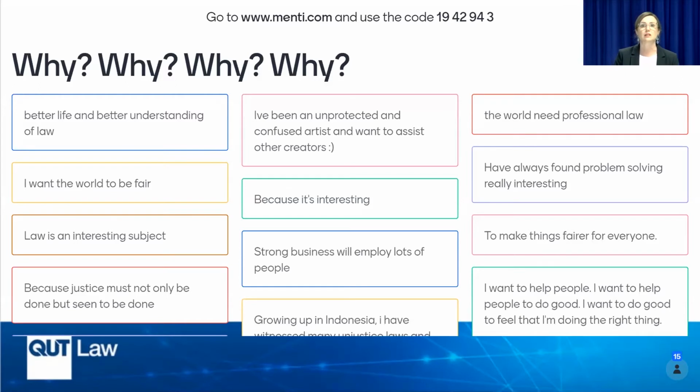It's interesting. We've got people talking about what they've witnessed, lots of injustices, and they want to be able to right those. They're wanting to be able to do good. So as you continue to dig down into these, we would find that you will have really quite deep-rooted reasons for why you are driven to do these particular things.